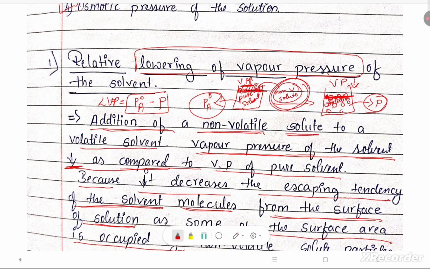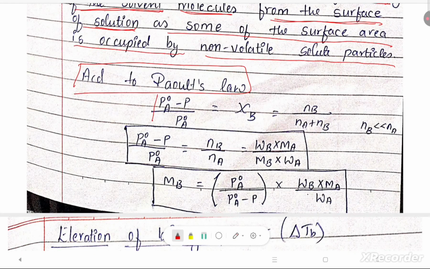This lowering of vapor pressure I am relating to the pure solvent vapor pressure. Then I will get this equation. Lowering of vapor pressure means P0A minus P. Relative lowering of vapor pressure means we divide by P0A, that means the vapor pressure of the pure solvent.